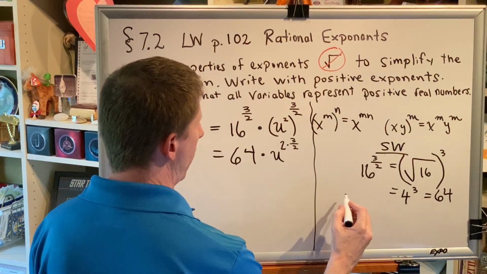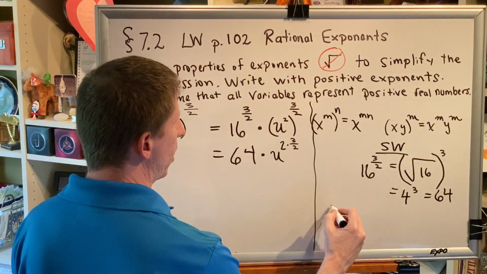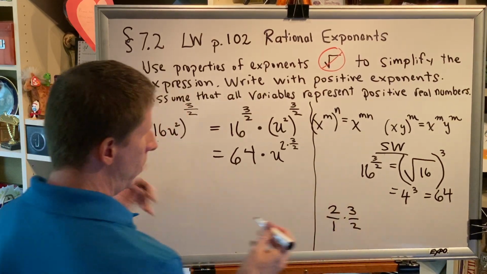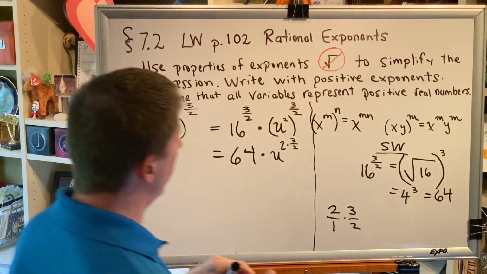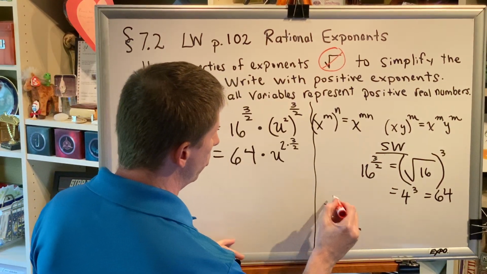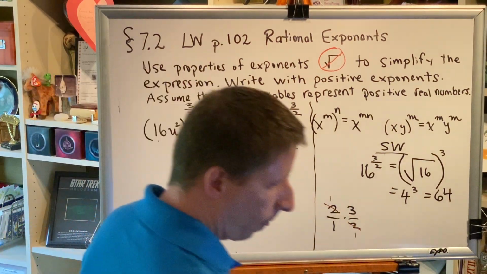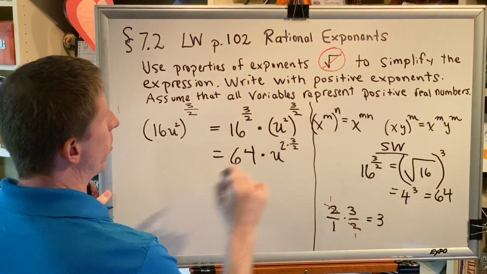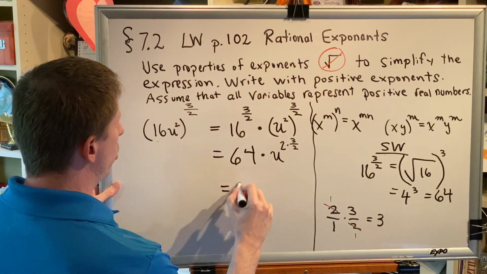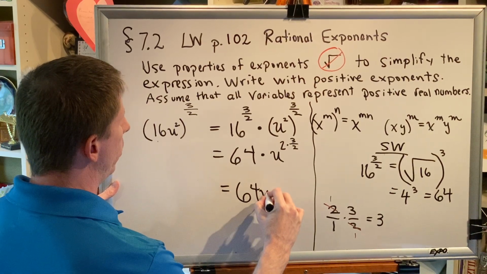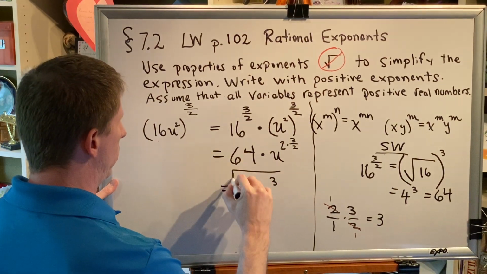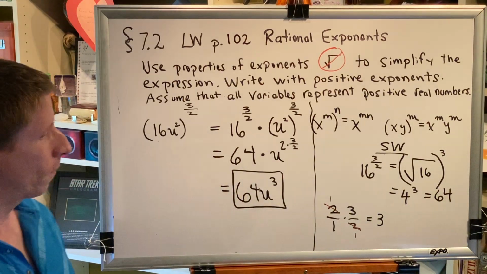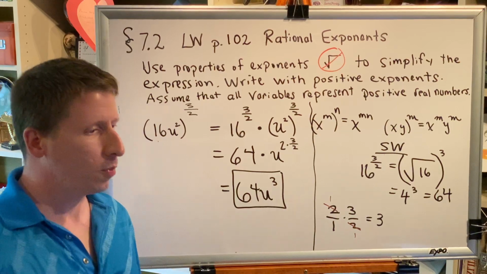Let's do it in our side workspace. 2 times 3 halves can be written as 2 over 1 times 3 halves. And if you simplify before you multiply, those 2's become 1's, giving us the result 3. So this new exponent is a 3. So our final answer is 64u cubed. Okay, let's try another problem.